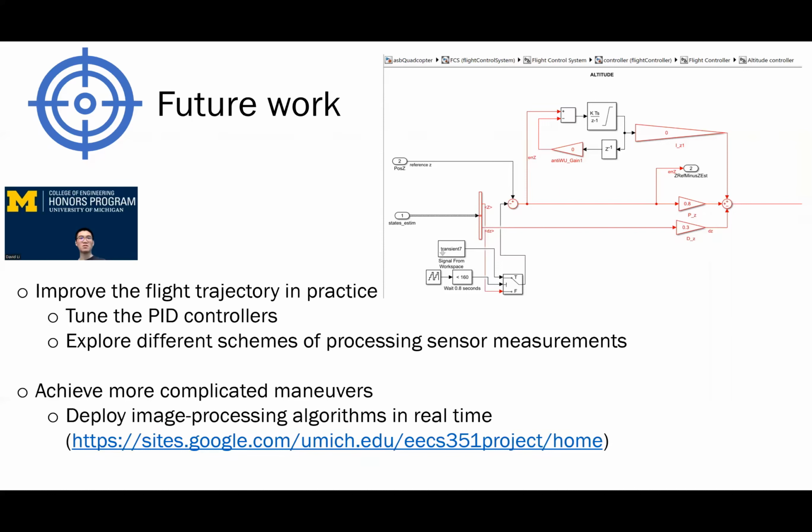In fact, I took X351 concurrently with this Capstone project. And in my 351 project, I worked on image processing with this exact same quadcopter that I'm talking about here for my Capstone project. So feel free to check out my X351 project website.